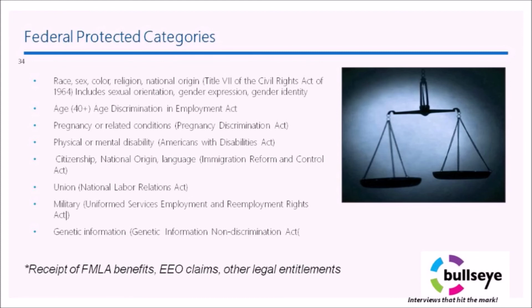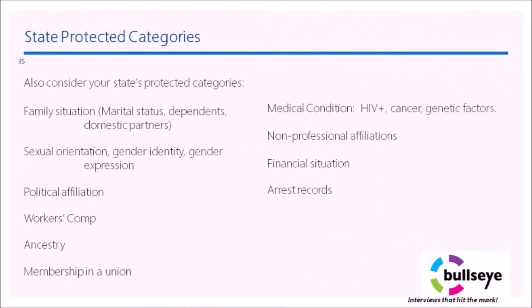Union membership is protected based on the National Labor Relations Act, and military status is also a protected category based on the Uniformed Services Employment and Reemployment Rights Act. Also, genetic information is protected by the Genetic Information Non-Discrimination Act. Additionally, employees who have received benefits such as FMLA or have filed an EEO claim against an employer are also entitled to legal protections.